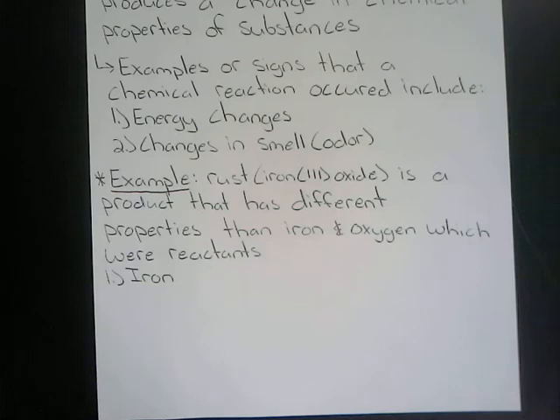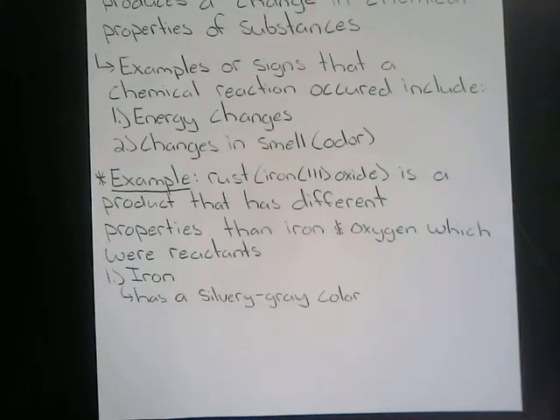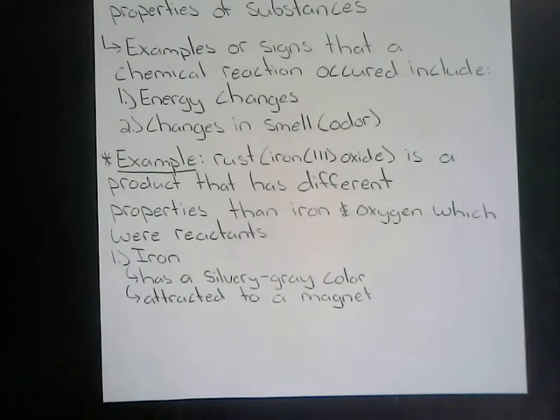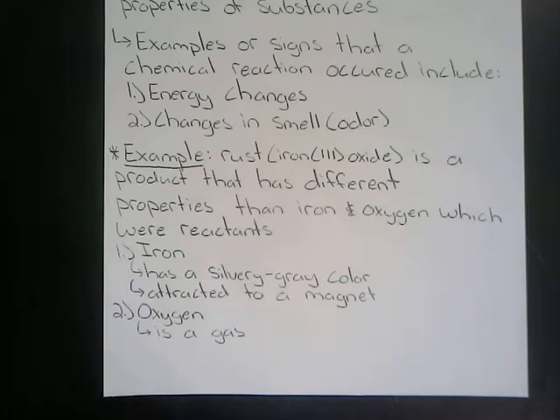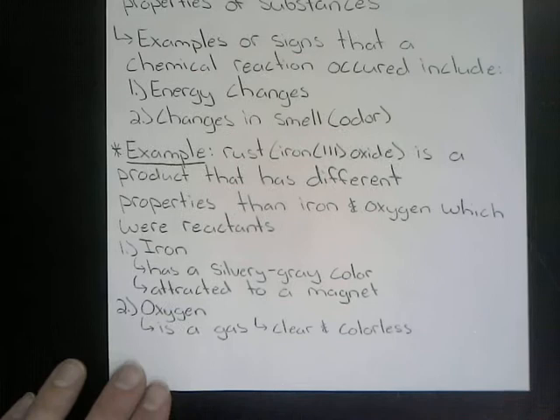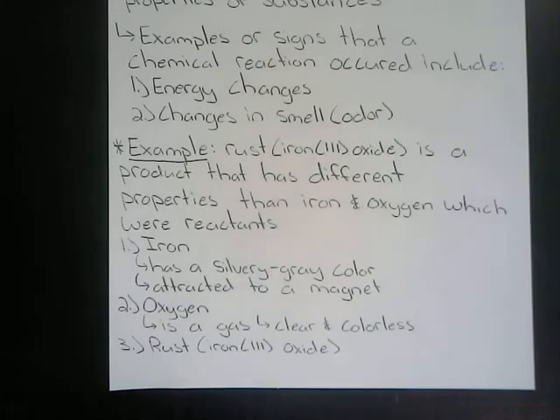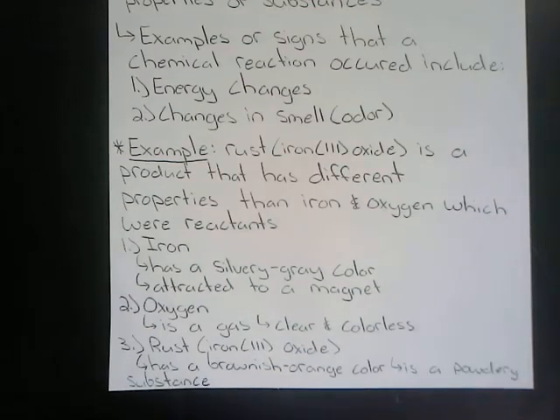Iron has a silvery gray color and is attracted to a magnet. Second, we can talk about oxygen. It is a gas and is clear and colorless. And then we can finally talk about rust, or iron 3 oxide. It has a brownish orange color. It has a powdery substance or feel to it, and is not attracted to a magnet.